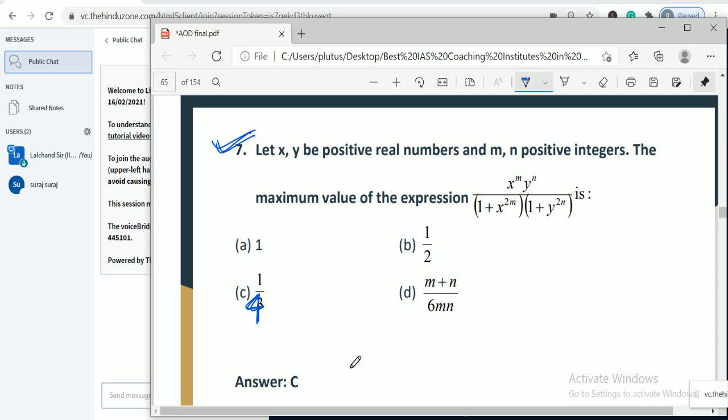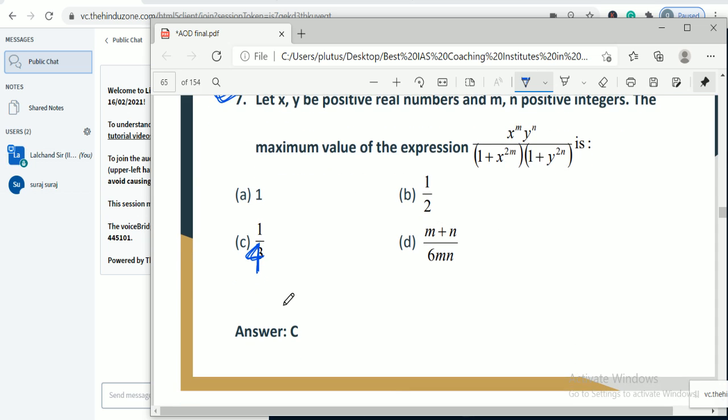This is basically based on the concept of AM and GM. We use the concept that AM is always greater than or equal to GM. Now can you solve it by this hint? Can you simplify this? Can you rearrange this equation?